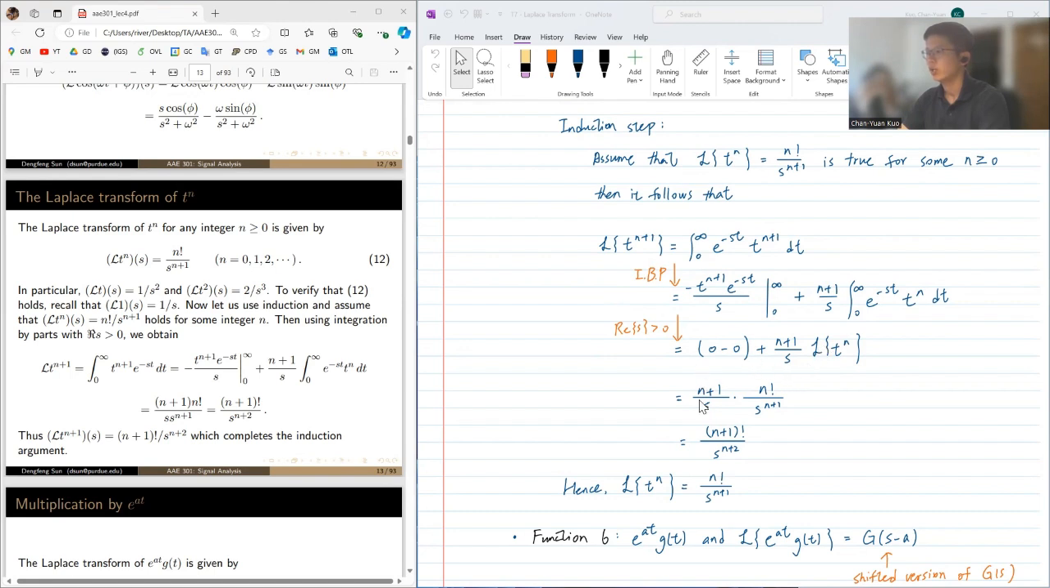So we will be left with n plus 1 over s times n factorial over s to the power of n plus 1. And that's going to give us n plus 1 factorial over s to the power of n plus 2. And so you can see that the Laplace transform of t to the power of n plus 1 also follows this form. So this implies that the Laplace transform of t to the power of n will just be n factorial over s to the power of n plus 1.